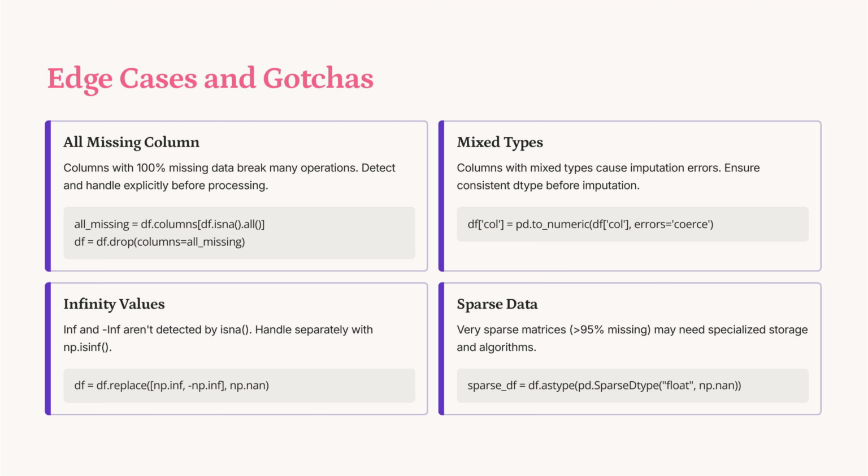Columns with 100% missing data can disrupt operations, so detect and drop them. Mixed data types lead to imputation errors, so ensure consistent data types. Infinity values aren't detected by isna. Handle them with numpy.isinf. For very sparse matrices, consider using specialized storage like SparseDtype to optimize processing.